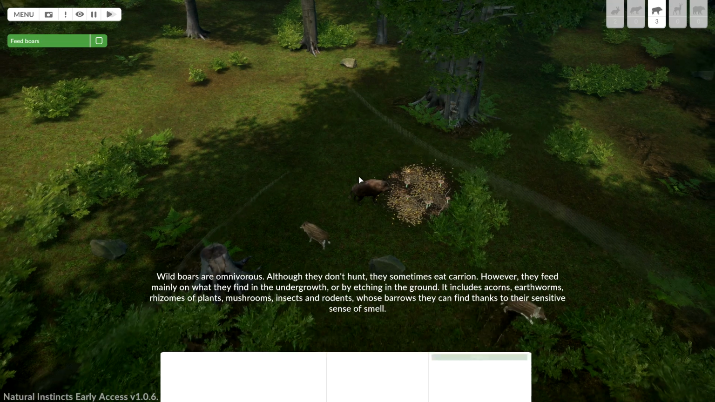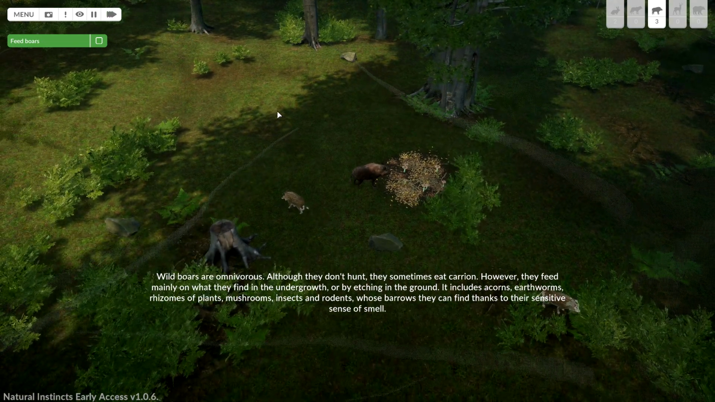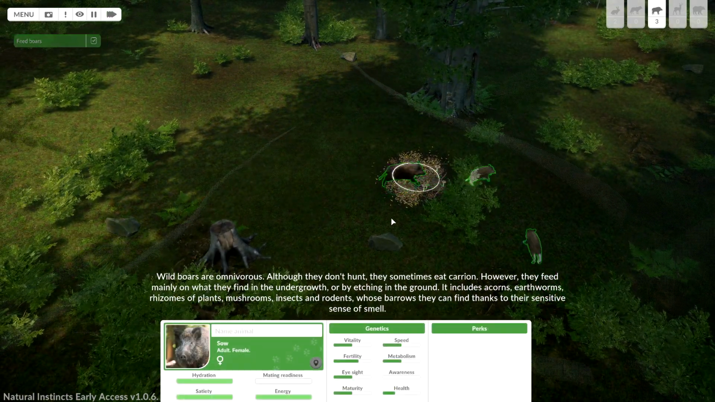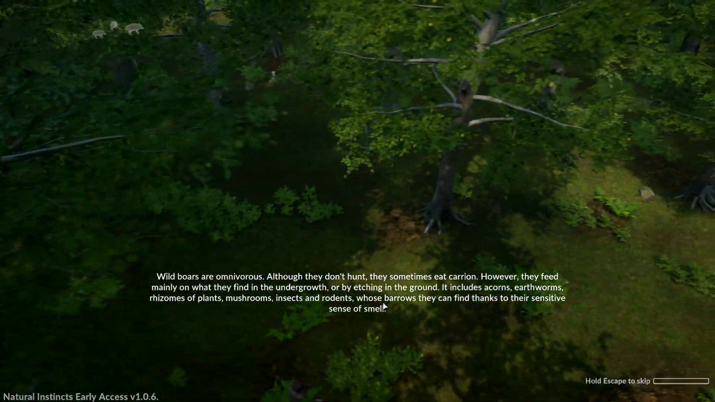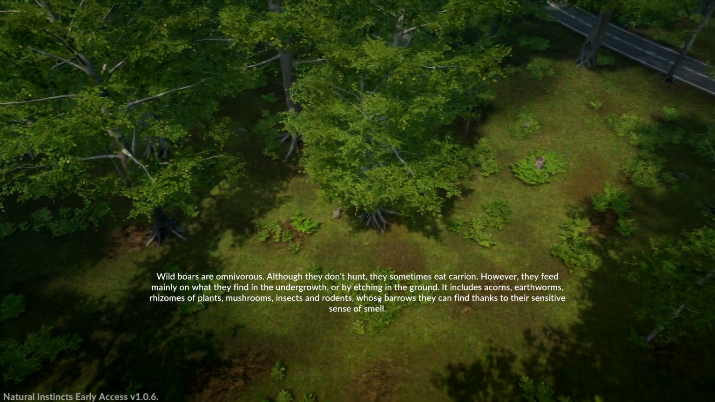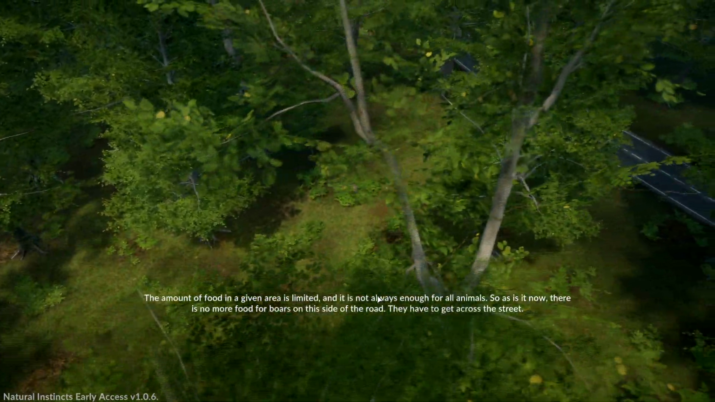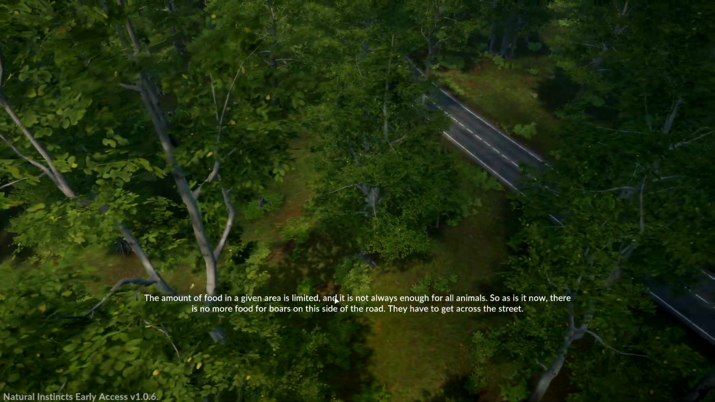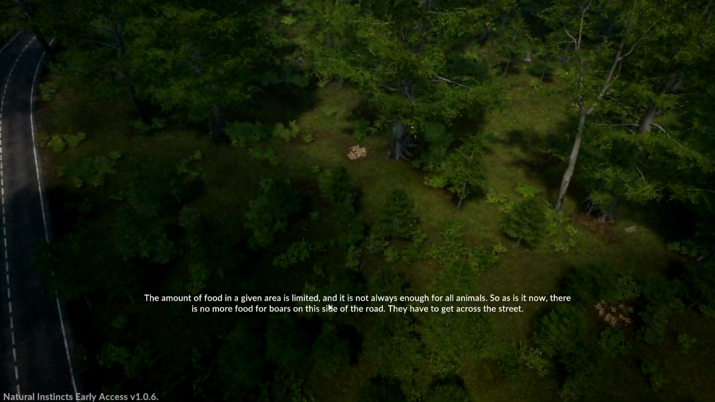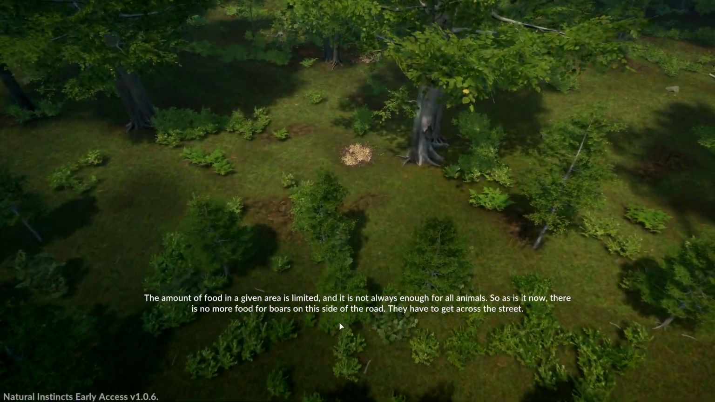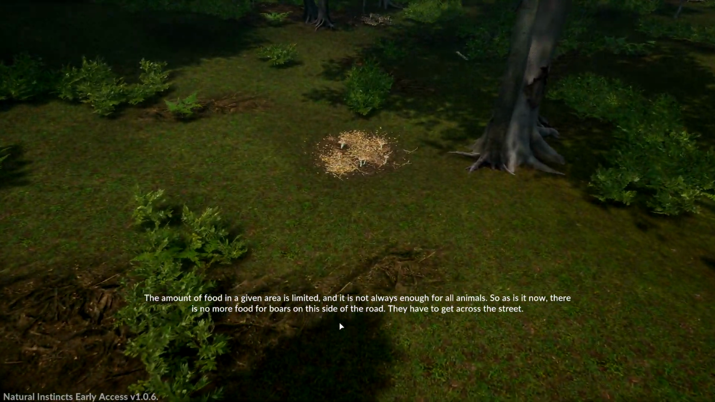It includes acorns, earthworms, rhizomes of plants, mushrooms, insects, and rodents, whose burrows they can find thanks to their sensitive sense of smell. The amount of food in a given area is limited, and it is not always enough for all animals. So as it is now, there is no more food for boars on this side of the road. They have to get across the street.